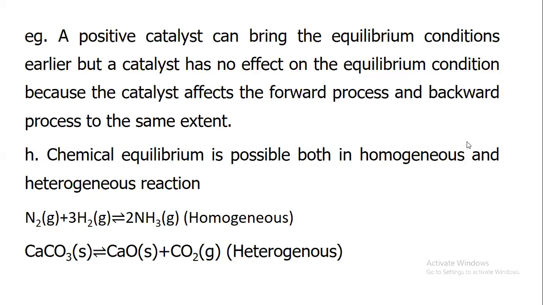For example, a positive catalyst can bring the equilibrium condition earlier, but a catalyst has no effect on the equilibrium position because the catalyst affects the forward process and backward process to the same extent. Chemical equilibrium is possible both in homogeneous and heterogeneous reactions. For example, the manufacture of ammonia from nitrogen and hydrogen is homogeneous, and decomposition of calcium carbonate on heating produces calcium oxide and carbon dioxide, which is heterogeneous.